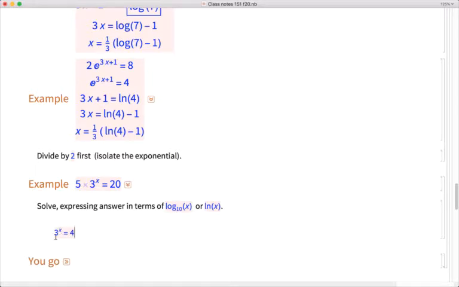But our instructions say that we're supposed to express our answer in terms of log base 10, that is common log, or natural log. And this is quite common that we make this restriction, again, because a lot of times that's the only buttons we have on the calculator. We don't have a log base 3 button.